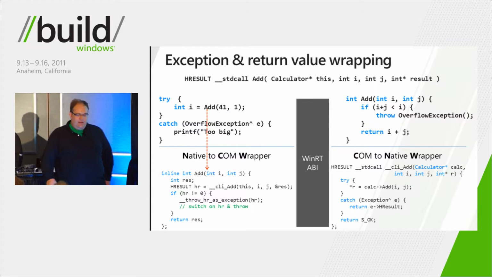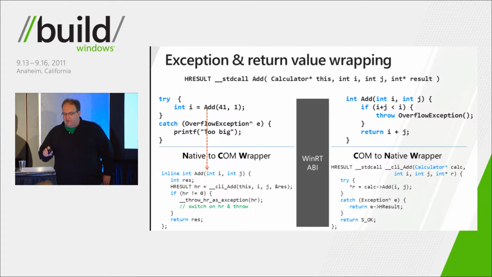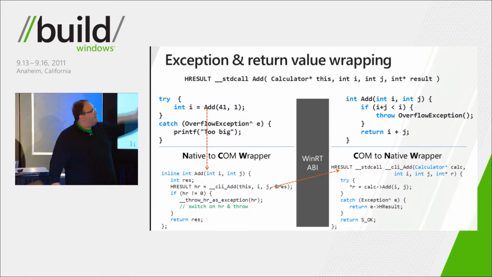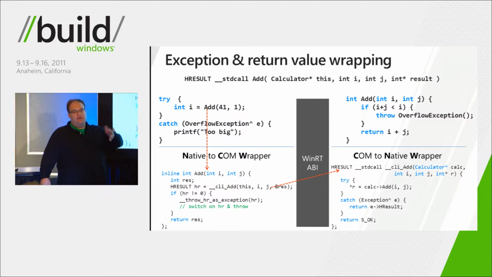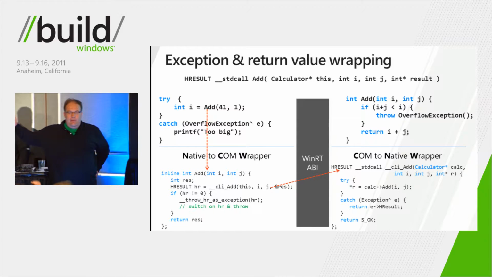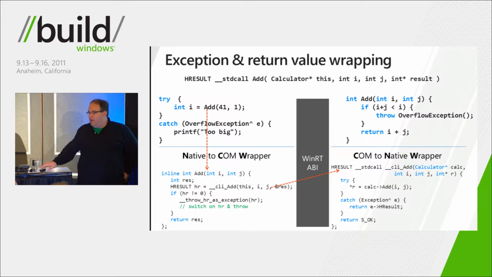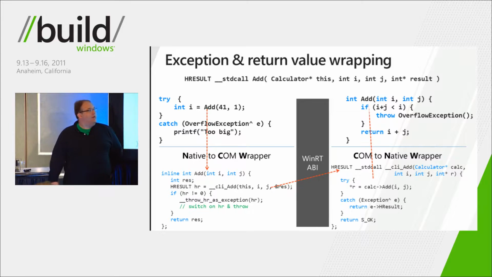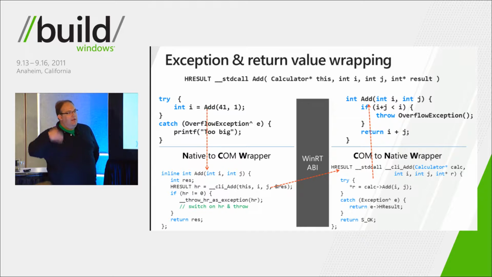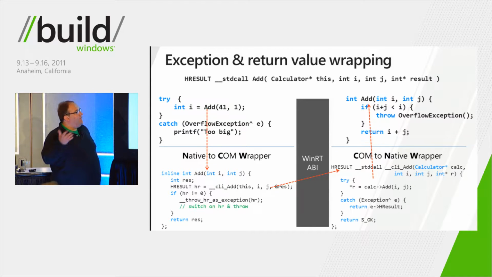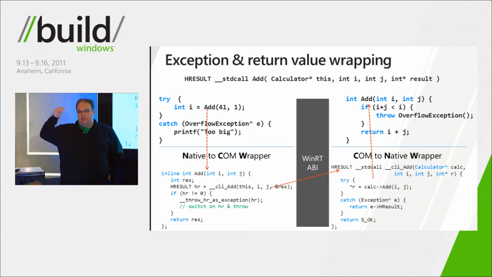On the right-hand side is what's called the COM to native wrapper. So we go and implement the ABI using the ABI signature, HRESULT STDCALL Add, this pointer, your two parameters, and a return value. We then go and call your user code from there, which now returns a return result. So we map it from the return value that you returned into the output parameter. And if you throw an exception, we'll catch that and change it to an hresult. Otherwise, we'll just return S_OK as the hresult.